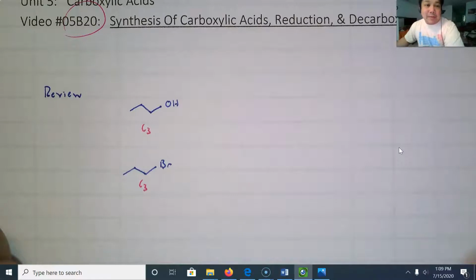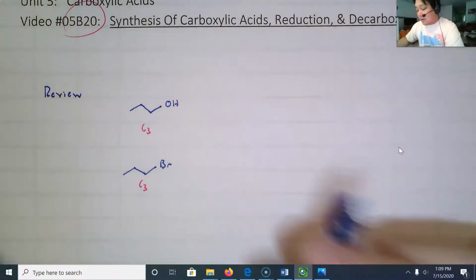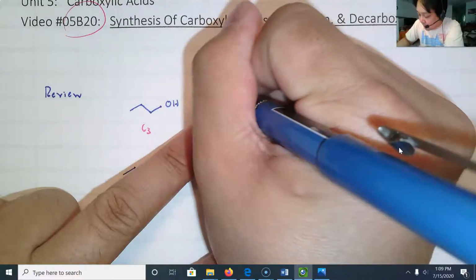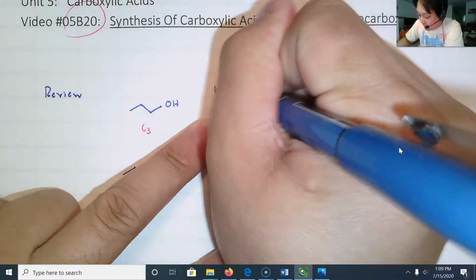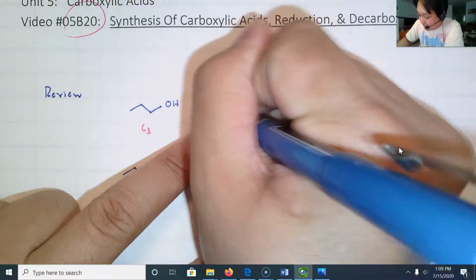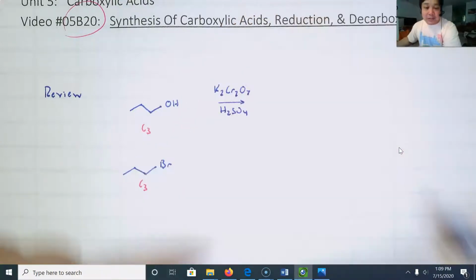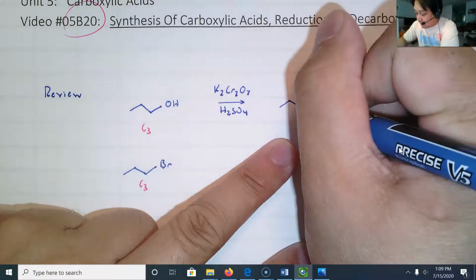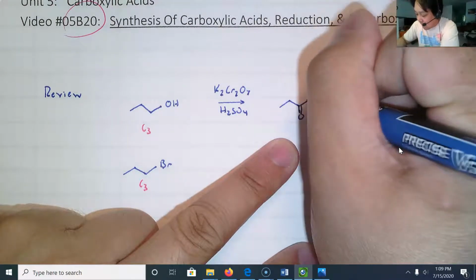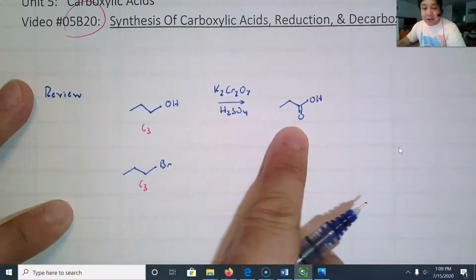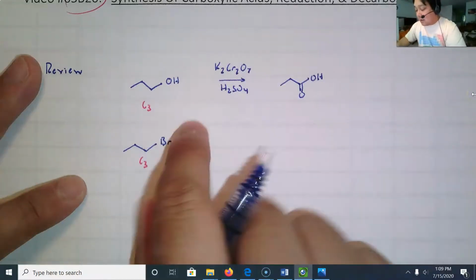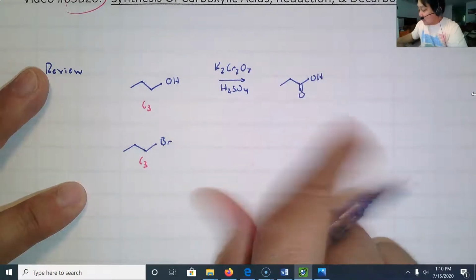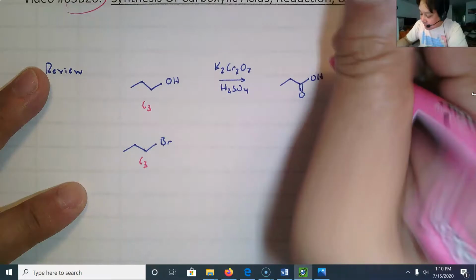The first way to make a carboxylic acid is fairly easy. It's oxidation. You could use potassium dichromate, K2Cr2O7, with sulfuric acid to do a Jones oxidation, and that will oxidize all the way up to the carboxylic acid. You bypass the aldehyde, and you oxidize to the carboxylic acid. This carboxylic acid has 3 carbons also.